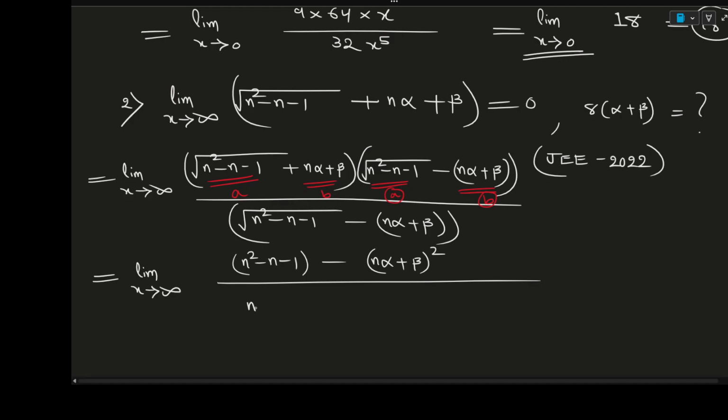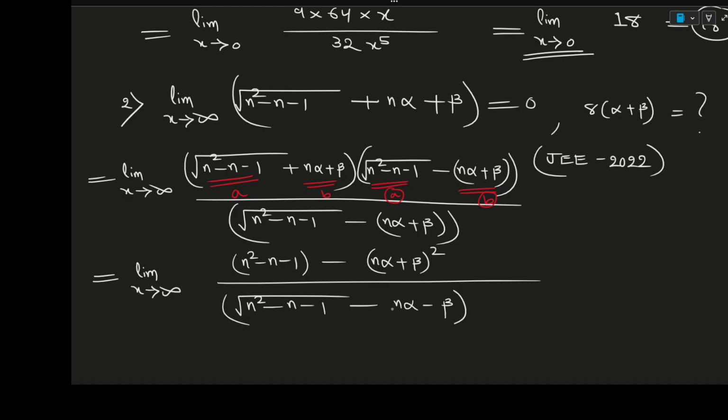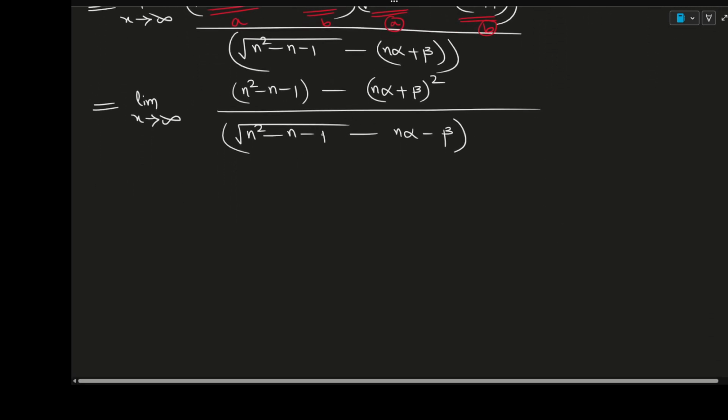Okay, I will write the denominator part as it is. Okay, so I have opened the bracket in the denominator, so it will be minus n alpha and minus beta. Now I will open this bracket and try to write the like terms.